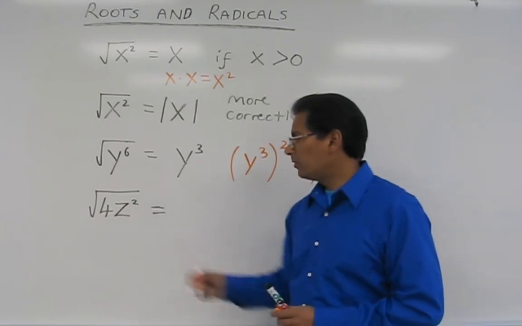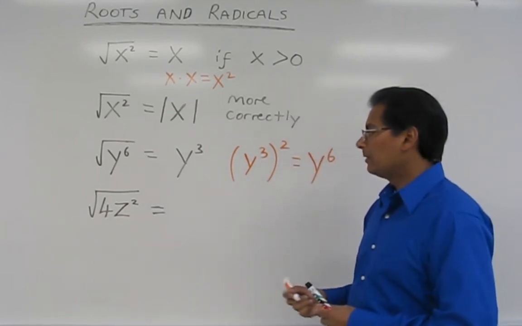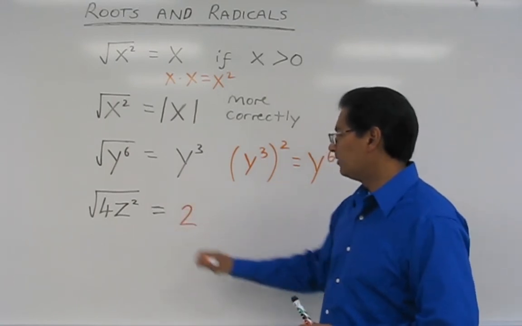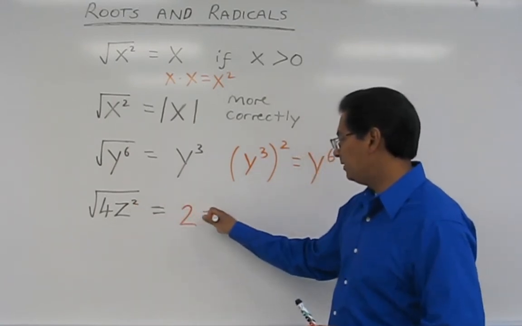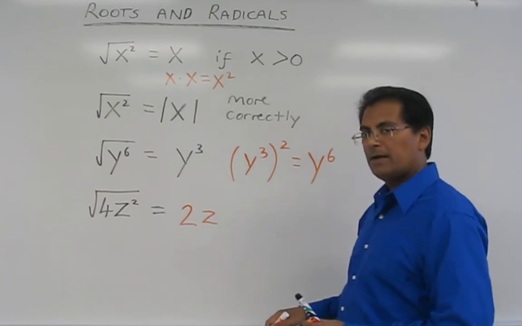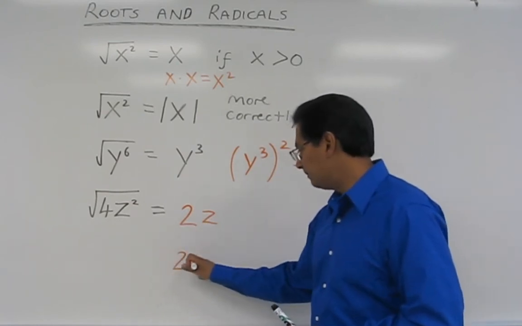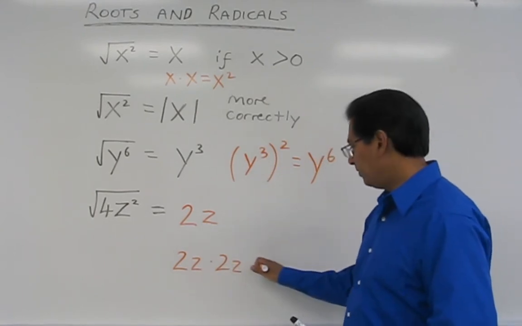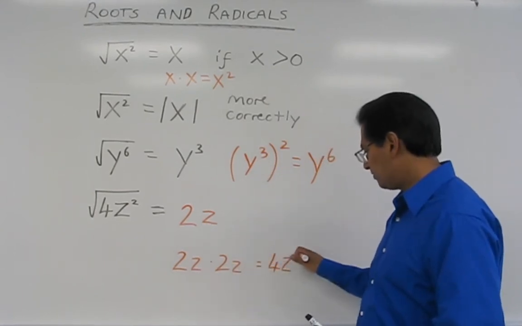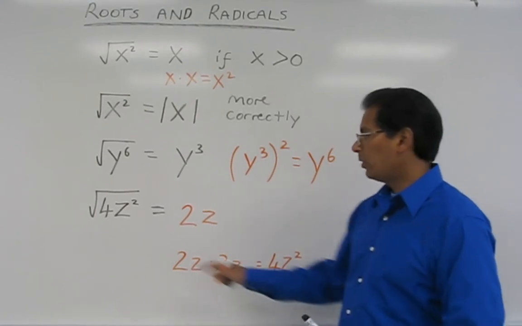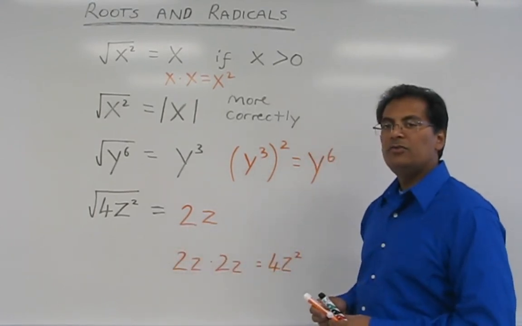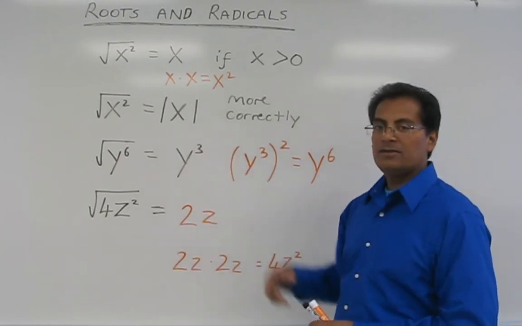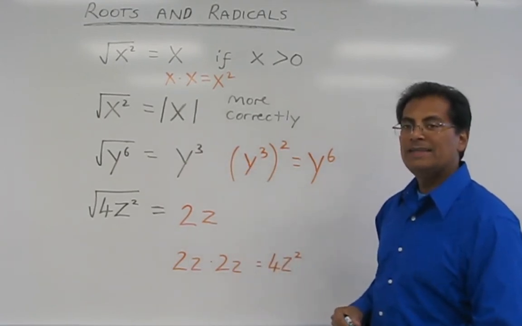Similarly, what is the square root of 4z squared? Well, we do the square root separately. The square root of 4 will give me 2, and the square root of z squared is z. And think about it: if I multiply 2z times 2z, or 2z all squared, we would get 4z squared. So the square root of 4z squared is 2z. We're going to use this idea of simplifying these radical expressions as we move on into the next section.